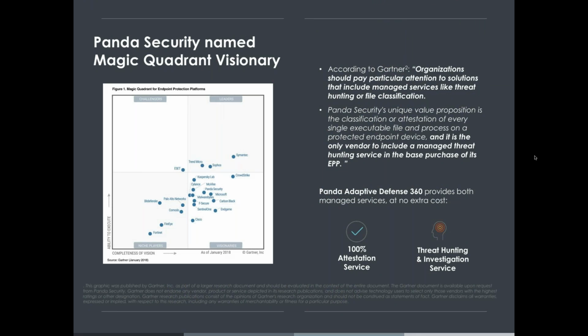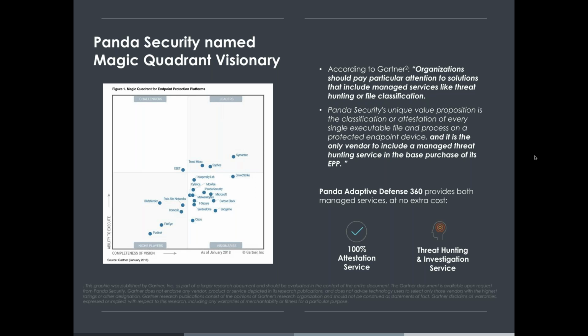And this is according to Gartner. Gartner says organizations should pay particular attention to solutions that include managed services like threat hunting or file classification. Two things, threat hunting and file classification, particular attention.